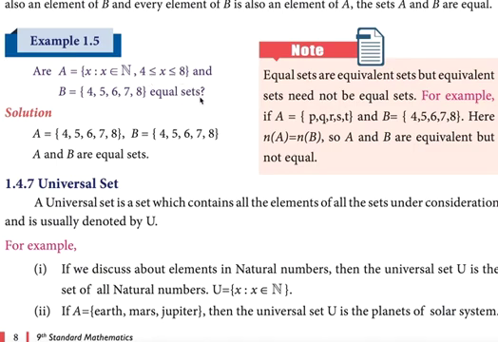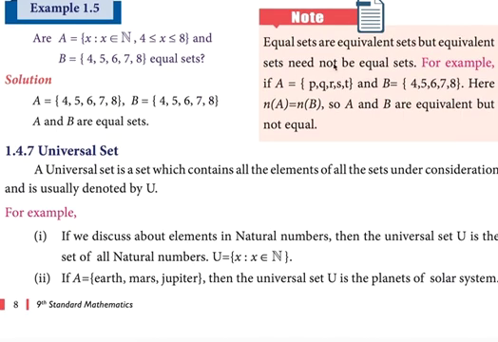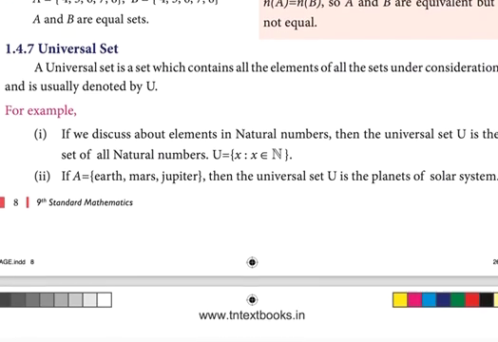Equal sets are equivalent sets, but equivalent sets need not be equal sets. For example, if A = {p, q, r, s, t} and B = {4, 5, 6, 7, 8}, here n(A) = n(B), right? So A and B are equivalent but not equal. Okay, that is the difference.